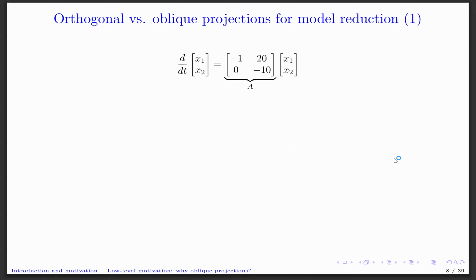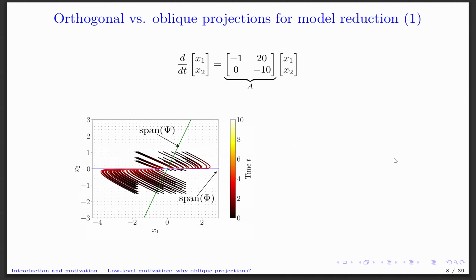But what are some of the features of the system? This is, of course, stable with eigenvalues -1 and -10. But really, what makes this system difficult for the purpose of model reduction is the fact that the low-energy state x2, which decays very rapidly, has a strong impact on the state x1 through this off-diagonal term 20. And so the dynamics of x1 are very sensitive to the dynamics of x2, even though x2 has very low energy because it decays to zero so fast. So here I have just quickly simulated a few trajectories.